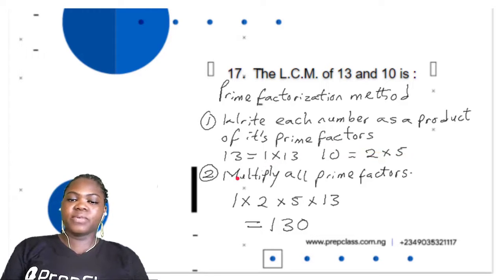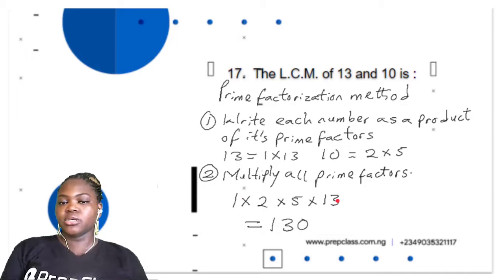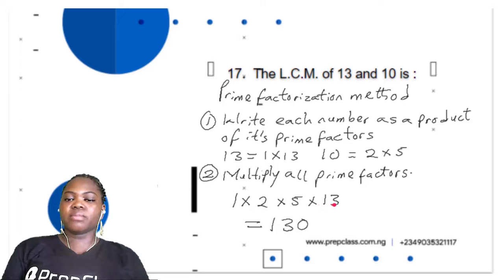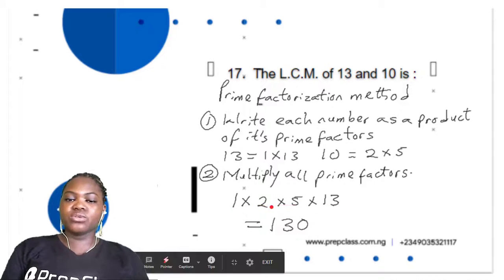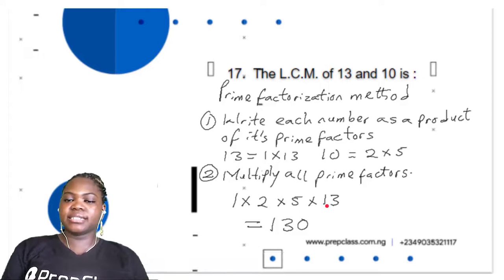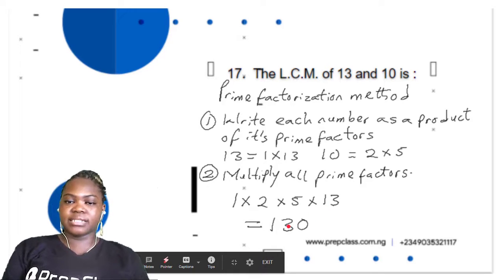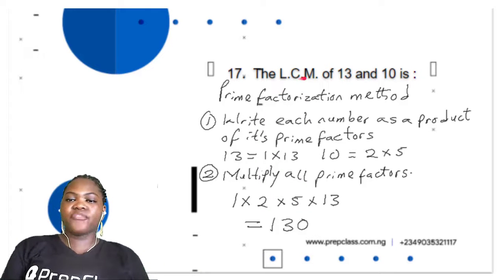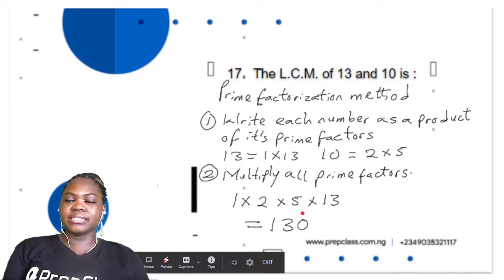So the next step is to multiply all the prime factors. I can start from the smallest prime factor to the biggest. So I have 1 multiplied by 2, multiplied by 5, multiplied by 13. 1 times 2 is 2, 2 times 5 is 10, 10 times 13 is 130. So the LCM of 13 and 10 is 130.